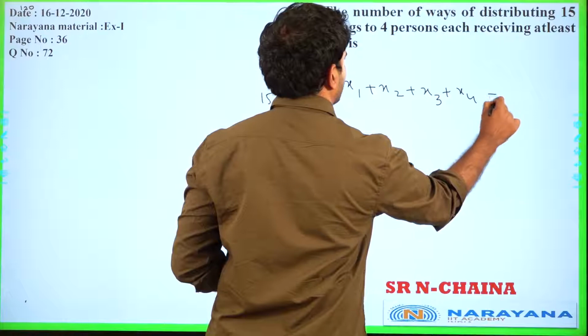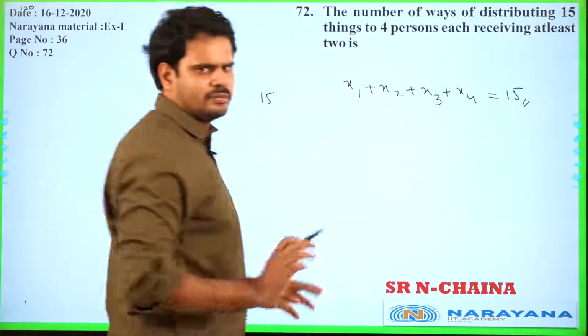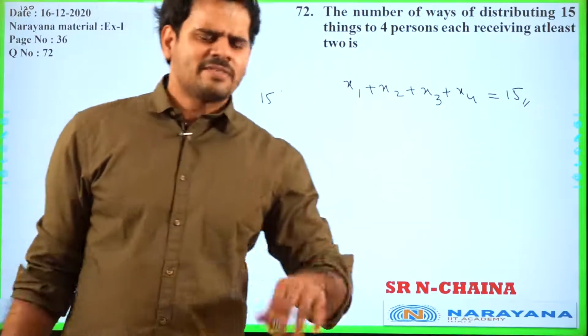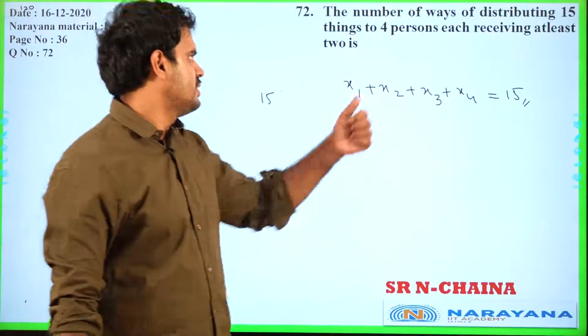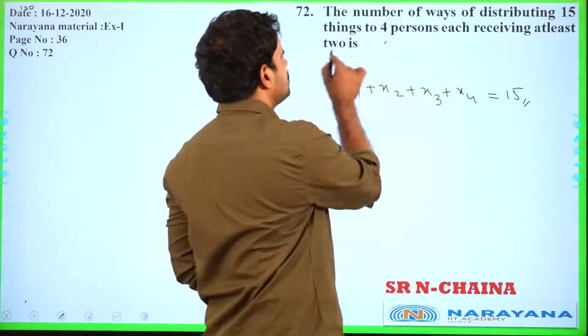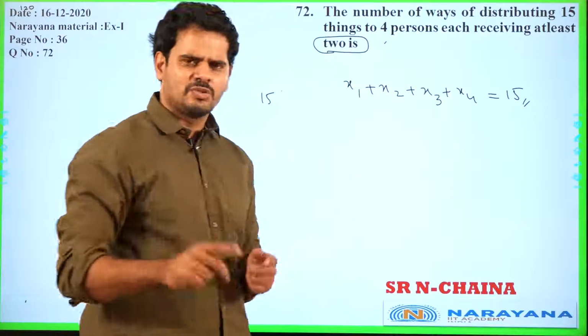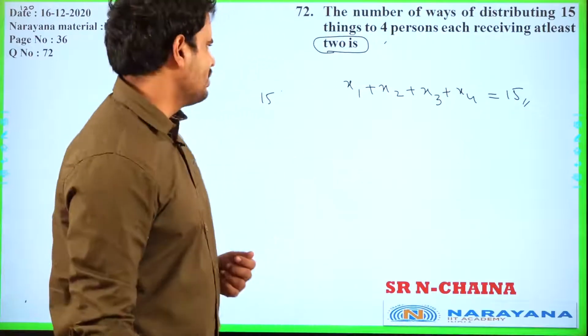Okay people, so the total has to be 15. That is the total number. But in this we have some more conditions, people. What is the condition we have? Each one should receive at least 2 things. So what can we do now?